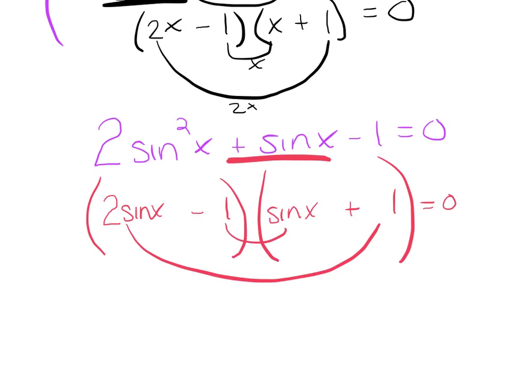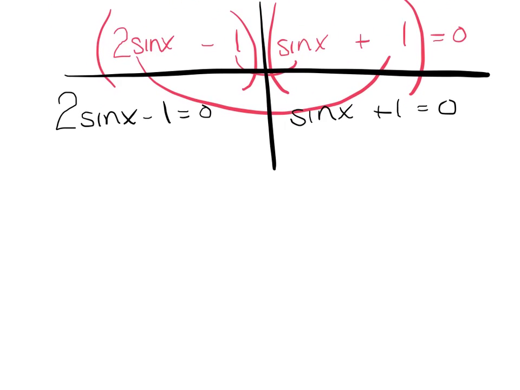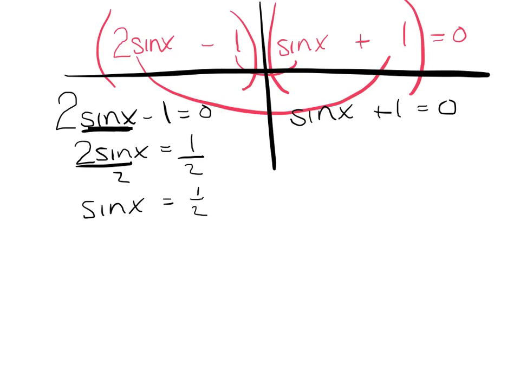Well, you've done the hard part. Now we just tee it up and set each side equal to 0. 2 sine x minus 1 equals 0, and sine x plus 1 equals 0. Okay, so this is the part that takes a few seconds. Solve for sine x. What would you do first? Well, hopefully you said add over the 1, and then divide both sides by 2. So I've got sine x equals 1/2.